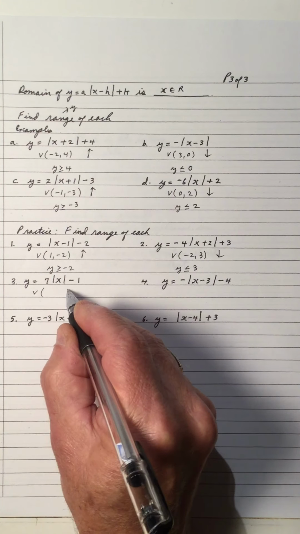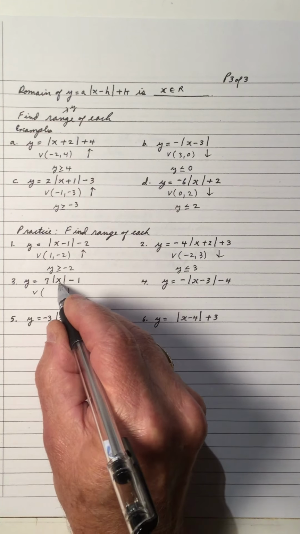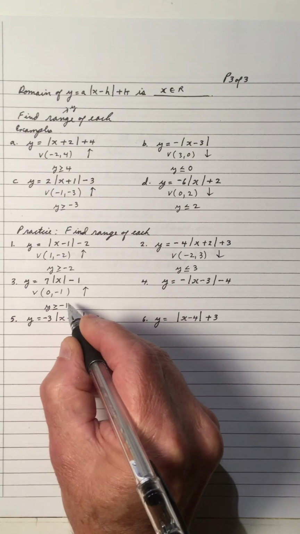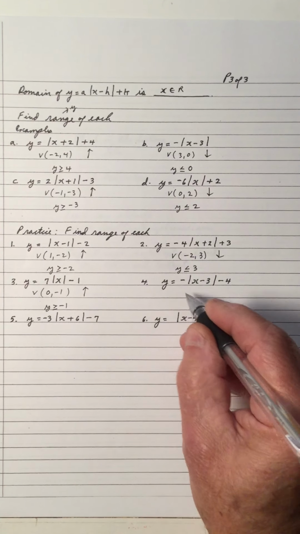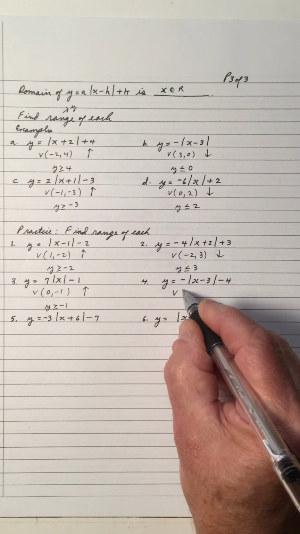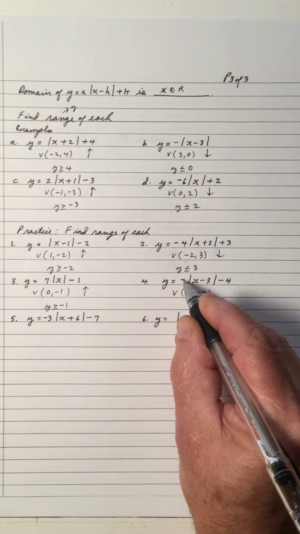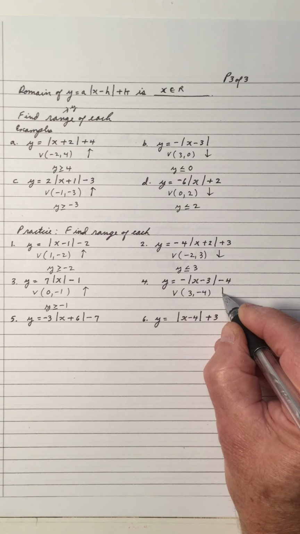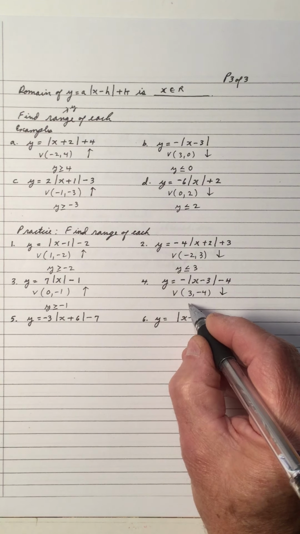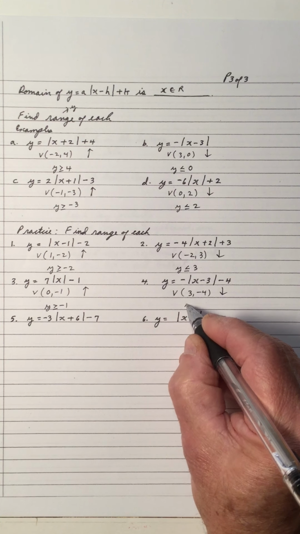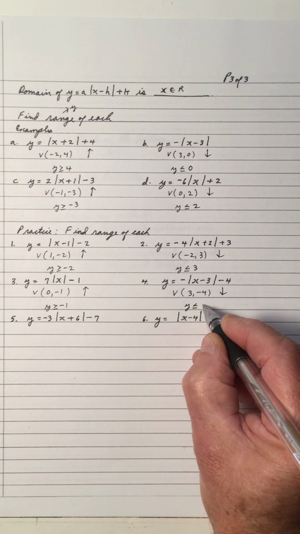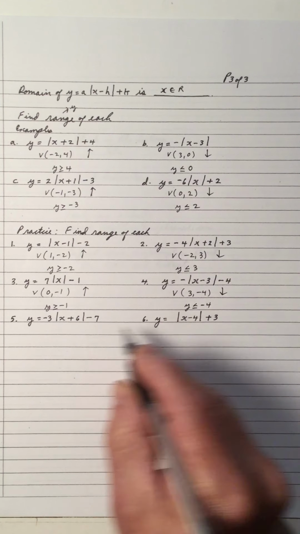Number 3, the vertex is x is 0, y is -1. A is 7, so it opens up because it's positive, so y is greater than or equal to -1, the y value of the vertex. Number 4, the vertex is x is 3, y is -4. Because we have a negative a, the absolute value opens down, and that means the range is y is less than or equal to -4.